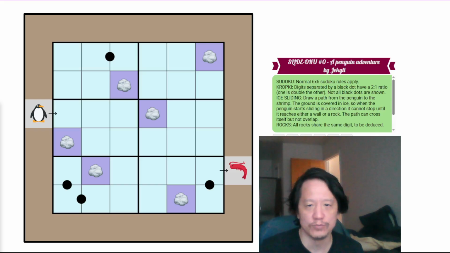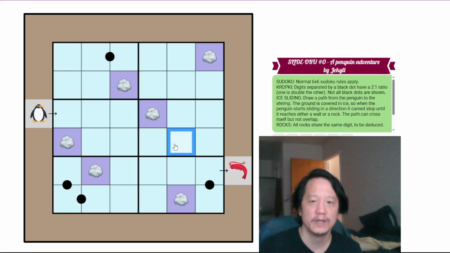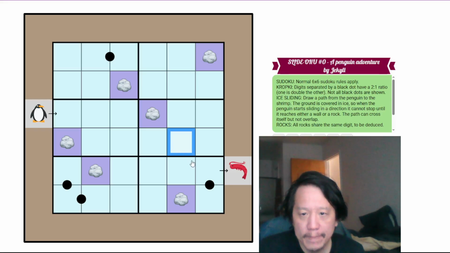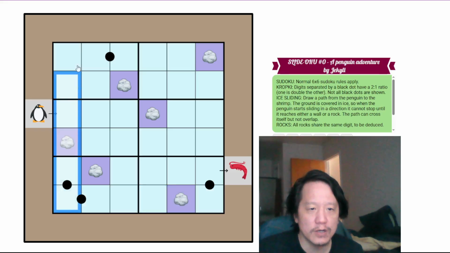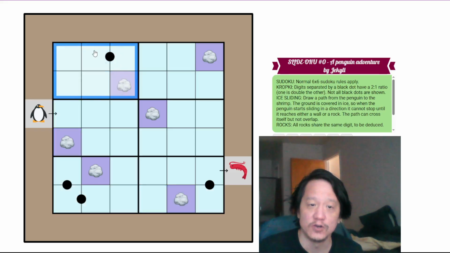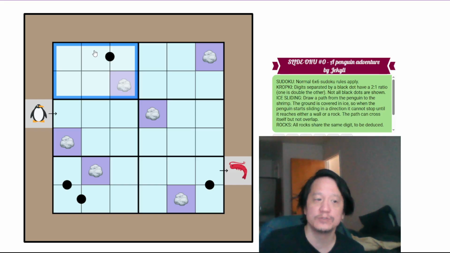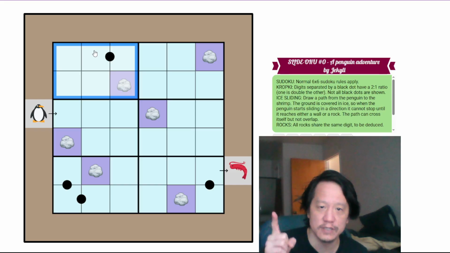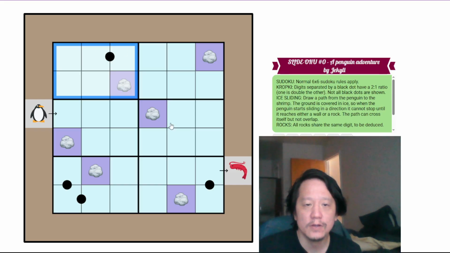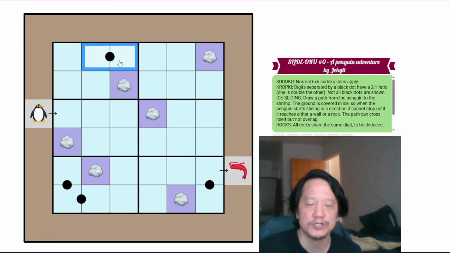And here are the rules. We have Sudoku, normal 6x6 Sudoku rules apply, which means in every cell in the grid, place a single digit such that every row, column, and designated 6-cell region contains the digits 1 through 6, exactly once each. We have Kropki dots, where digits separated by a black dot have a 2-to-1 ratio. That is, one is double the other. And not all black dots are shown.